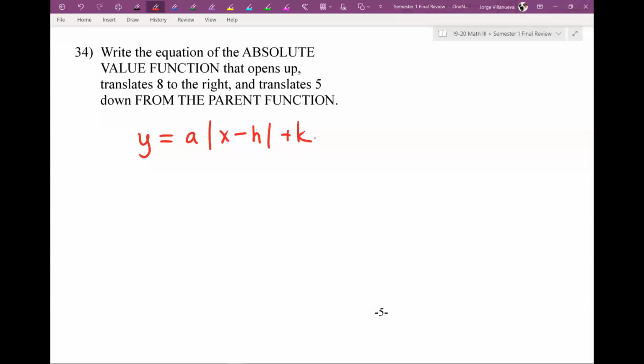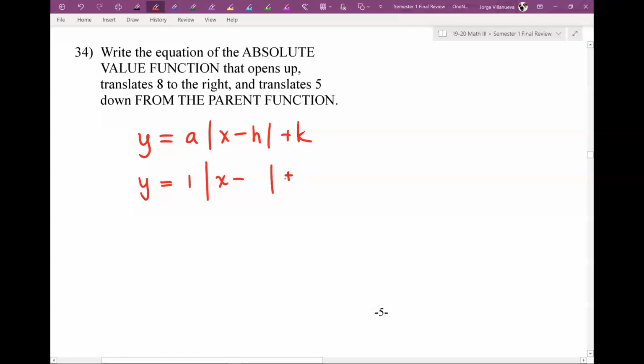So my a value is going to be a 1. My a value is a 1. It says it opens up, so it's a positive 1. So I'm going to write y equals 1. Then I put parentheses, x minus, and then let's figure out the rest of this.